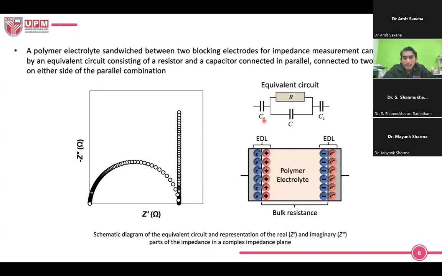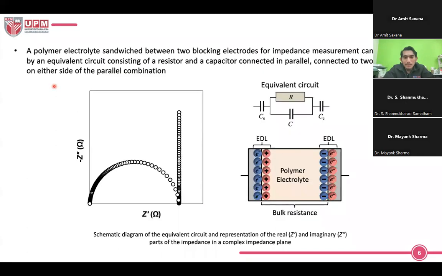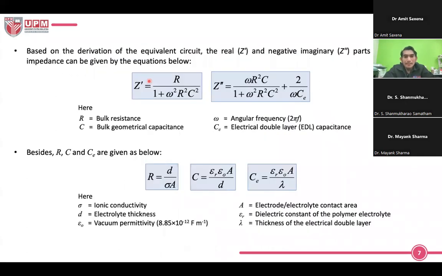Here we can see we have a semicircle and a straight spike. So this Nyquist plot can be represented by an equivalent circuit of a resistor in parallel with a capacitance and in series with another capacitor. Okay, so this is the theory. And based on the equation from this equivalent circuit, we can derive the real and negative imaginary parts of the complex impedance, and the equation is given on the slide.